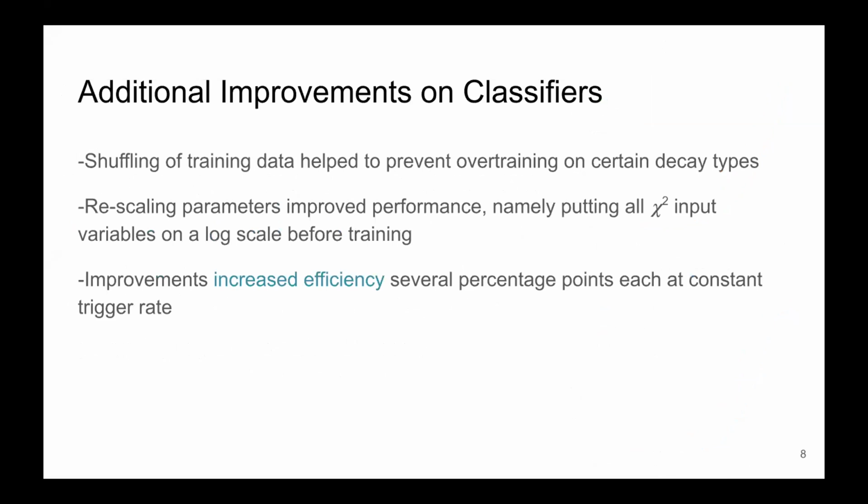And there's a couple other things that we did on top of that, things like randomly shuffling the training data, and then rescaling the input parameters, namely putting all the chi-squared inputs on a log scale before training. And then doing this and a few other things increased the efficiency by several percentage points each at constant trigger rate.